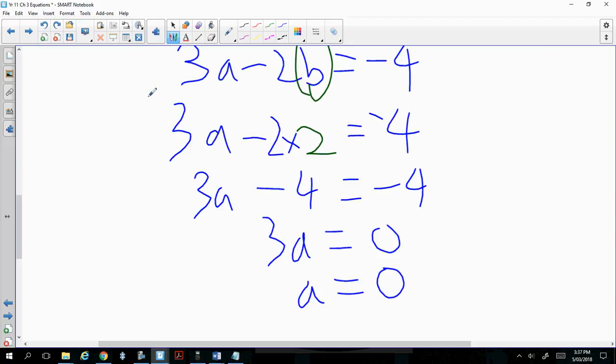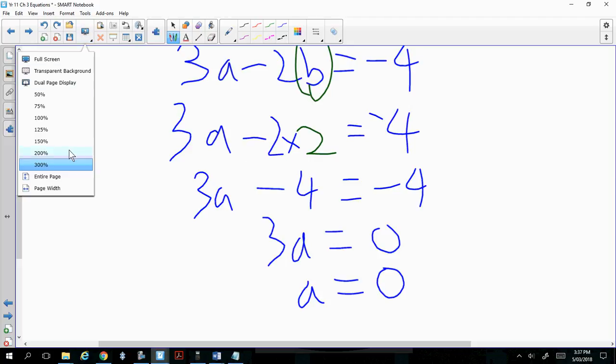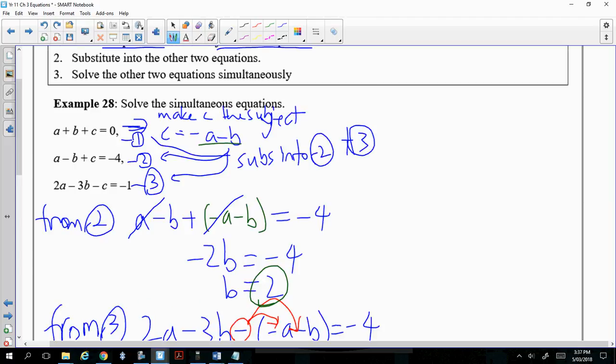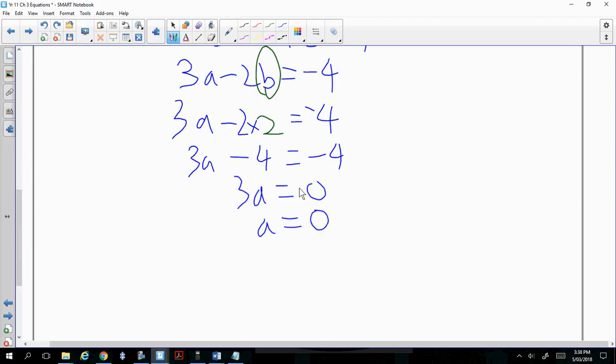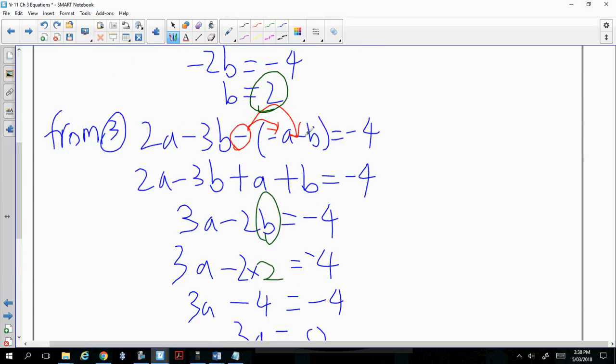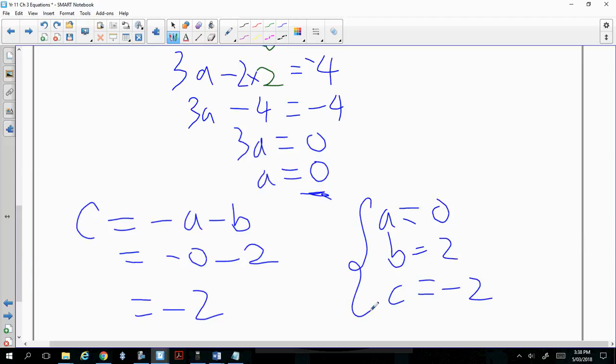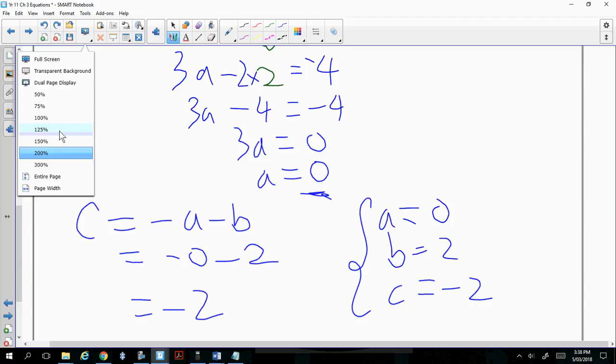And once you've found the value of a, you can find the value of c. Use this equation: c equals negative a minus b, which is negative 0 minus 2, because b was 2, and the answer will be negative 2. So we got a is 0, b is 2, c is negative 2. Alright, three answers.